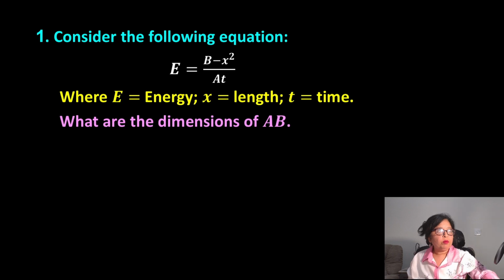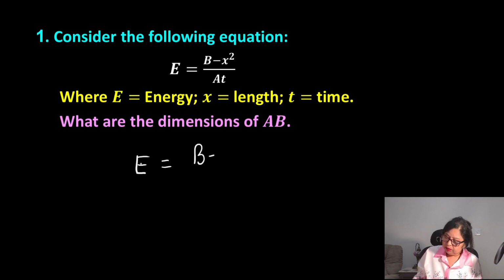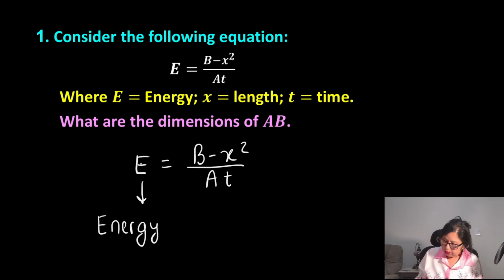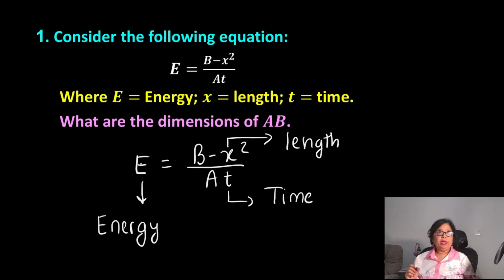Problem number 1 says that we are given the following equation. Consider the following equation, which is E equals B minus X squared divided by AT, where E is energy. Okay, this is energy over here. X is length. Here's X up here. In the numerator, it is length. And T in the denominator is time. So usual symbols for energy, length, and time. What are we asked? We are asked to find the dimensions of the product AB.